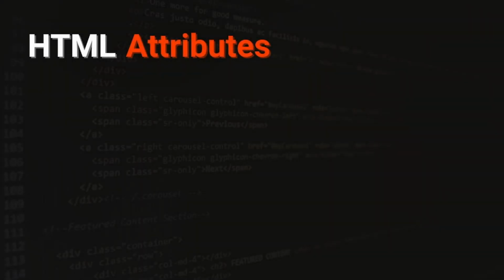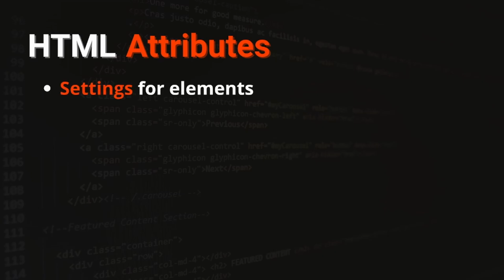Now, before we get started with the link elements, let's come back to our slides and talk a little about HTML attributes. What are HTML attributes? Basically, they are settings for the elements. There are all types of attributes. For example, the image has an attribute called source, and that will say what image you want displayed there.